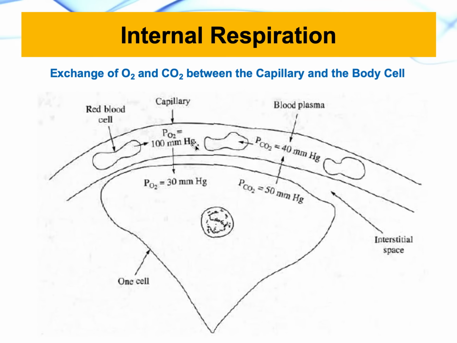On the other hand, we have high concentration of CO2 inside the cell because of metabolism, which is 50 millimeters of mercury. In the capillaries we have lower CO2 concentration, that's 40 millimeters of mercury, and following the rules of simple diffusion, carbon dioxide will diffuse from the cells into the interstitial space to the capillaries and the blood plasma. And that's what we mean by internal respiration. So this process is the exchange of oxygen and CO2 internally within the tissues.